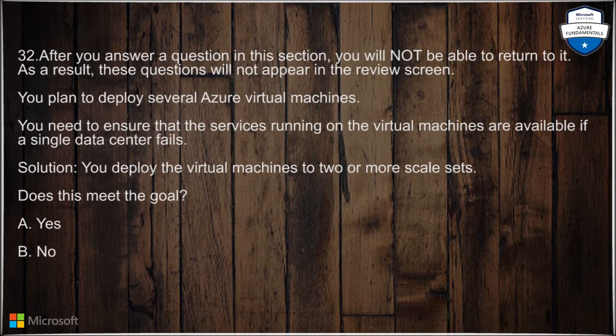After you answer a question in this section, you will not be able to return to it. As a result, these questions will not appear in the review screen. You plan to deploy several Azure virtual machines. You need to ensure that the services running on the virtual machines are available if a single data center fails. Solution: you deploy the virtual machines to 2 or more scale sets. Does this meet the goal?